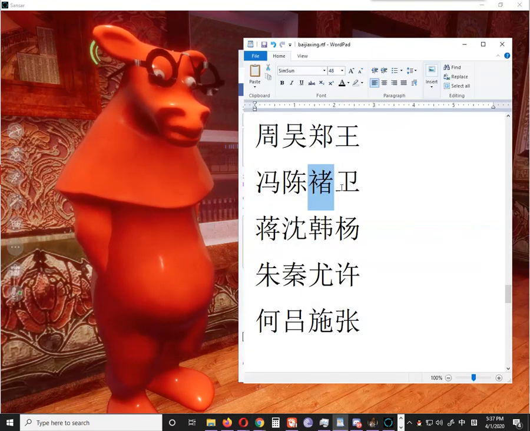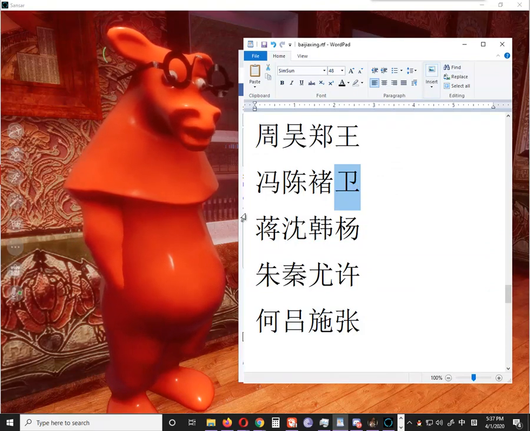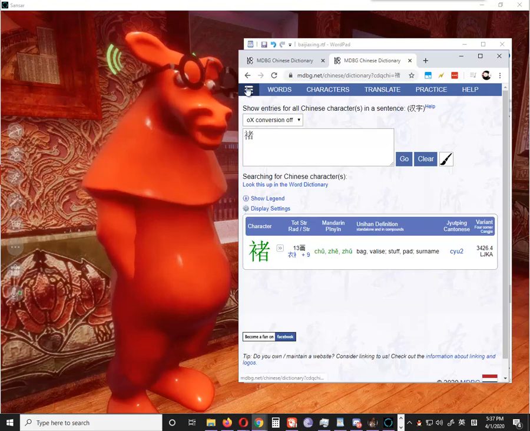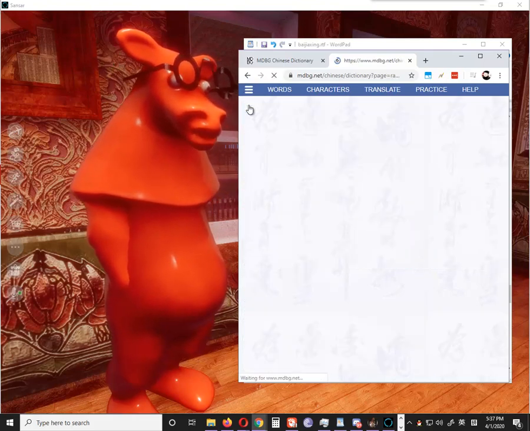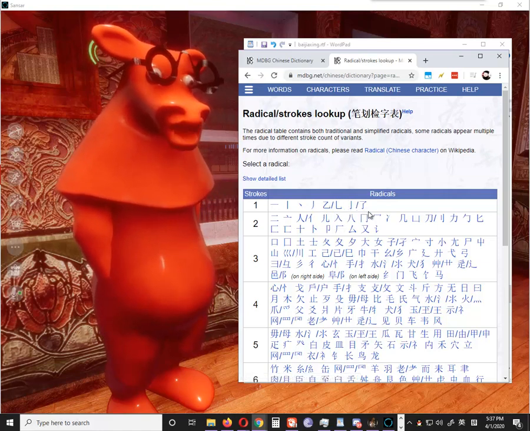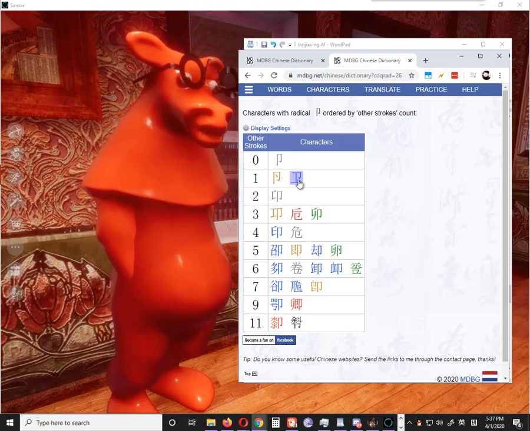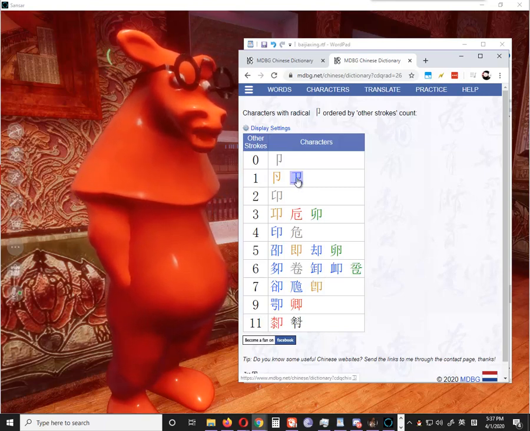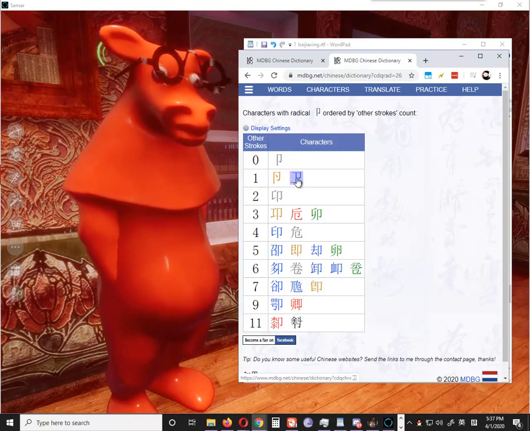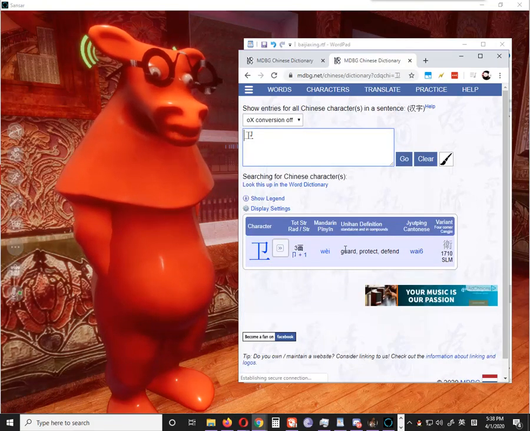Okay, now wait, Great Guardian. That's in the single stroke category. I recognize that one. No. This one, 2 strokes. And there we go. In the first category, we have, wait, 4th tone, Great Guardian.